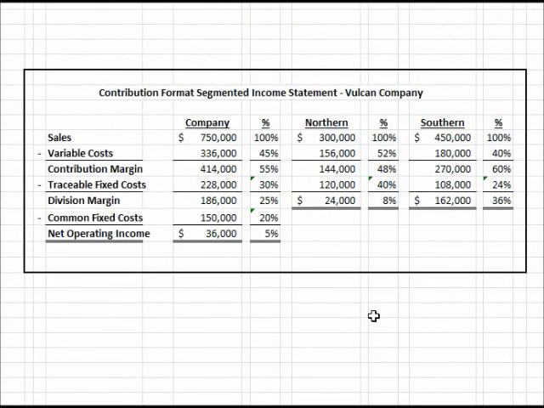Well, we go back to the first one. Who's doing better, Southern or Northern? Well, Southern's doing better as a whole, and they're doing better as a percentage than the Northern. So they look pretty good. So they're both making relatively good money, but what's going on here? We have a lot more traceable fixed costs to the Northern division than we do the Southern division, which is why they give us a lot less in margin, in income from that division. So we know probably the problems are in this division, this one here.